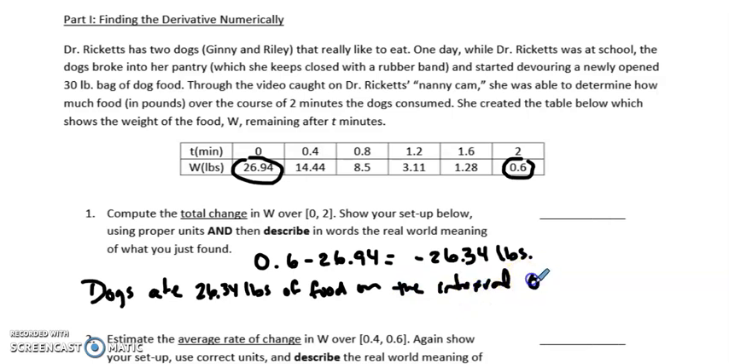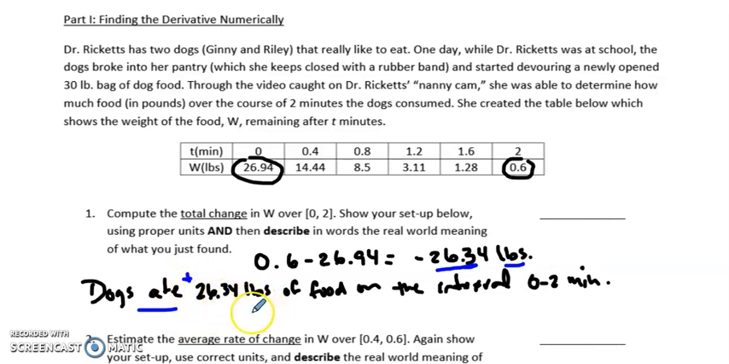0 to 2 minutes. And the key parts that I have in here, first of all, I included the answer and units with the answer. And then in my sentence, I described what the dogs were doing, so I put in the real-world scenario. Notice that when I said they ate, I converted this to a positive 26.34 pounds. If I had used the negative from the original computation, I would have said that they ate a negative amount of food, which means they would have vomited it up. So you have to be careful when you get an answer and then you put it in context. You have to be careful that you're using the right sign with the number in your sentence.